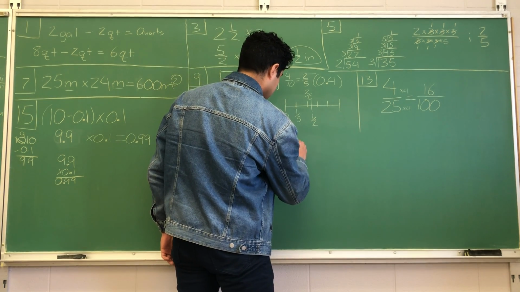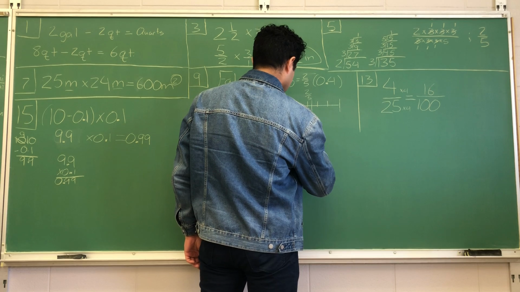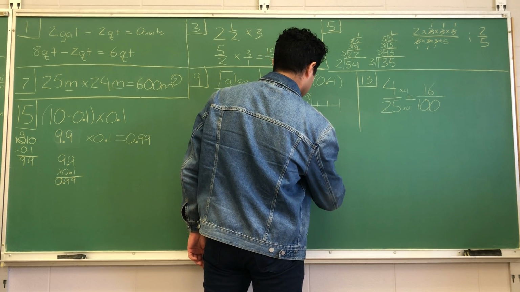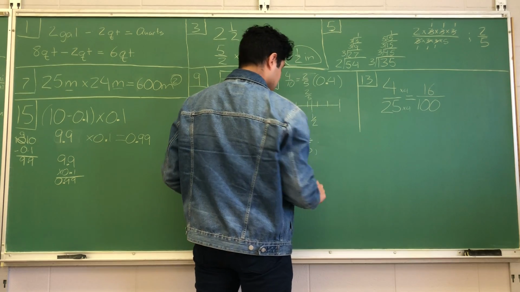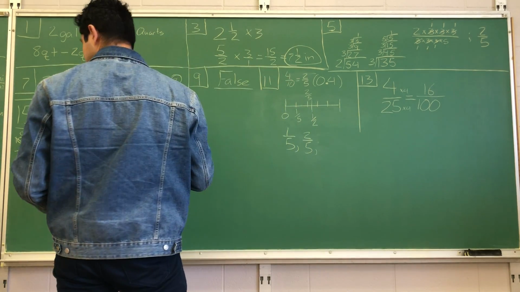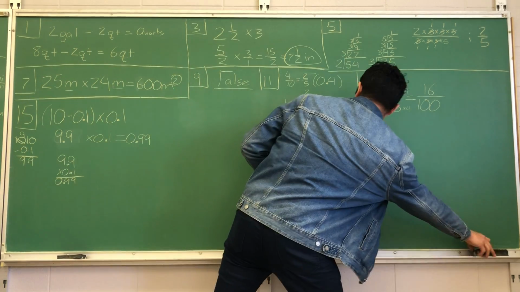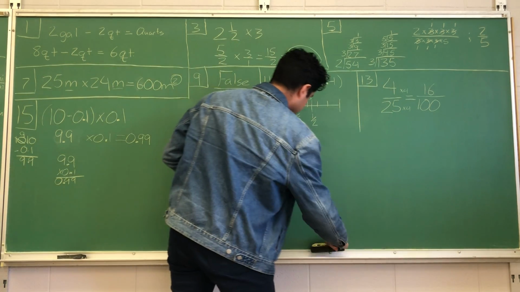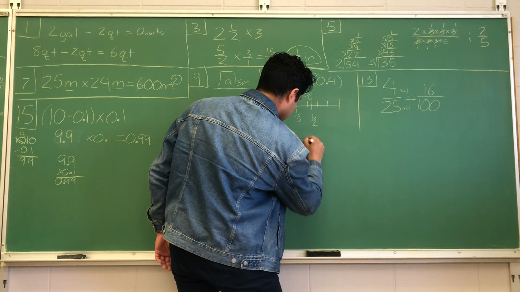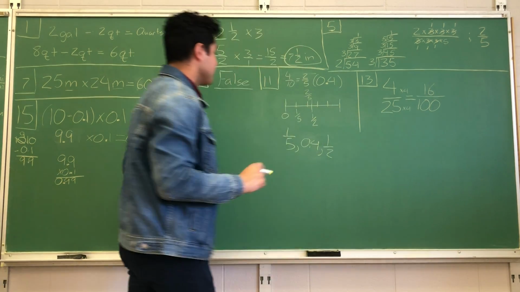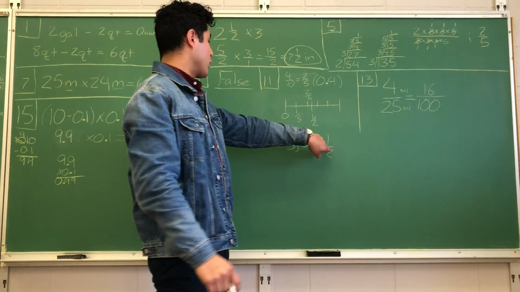If you can't see it, I'll write it down. 1/5, 2/5, and 1/2. Oh, not 1/2. Oh, I'm sorry, I did that wrong. We're putting the actual number. So 2/5 is 0.4 represented, and then 1/2. Sorry about that. All right, so 1/5, 0.4, and 1/2.